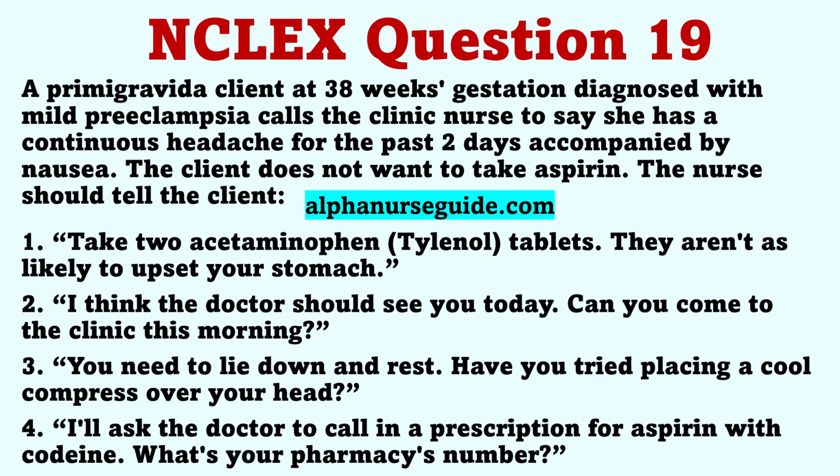A primigravida client at 38 weeks gestation diagnosed with mild preeclampsia calls the clinic nurse to say she has a continuous headache for the past 2 days accompanied by nausea. The client does not want to take aspirin. The nurse should tell the client, 1. Take 2 acetaminophen tablets. They aren't as likely to upset your stomach. 2. I think the doctor should see you today. Can you come to the clinic this morning?